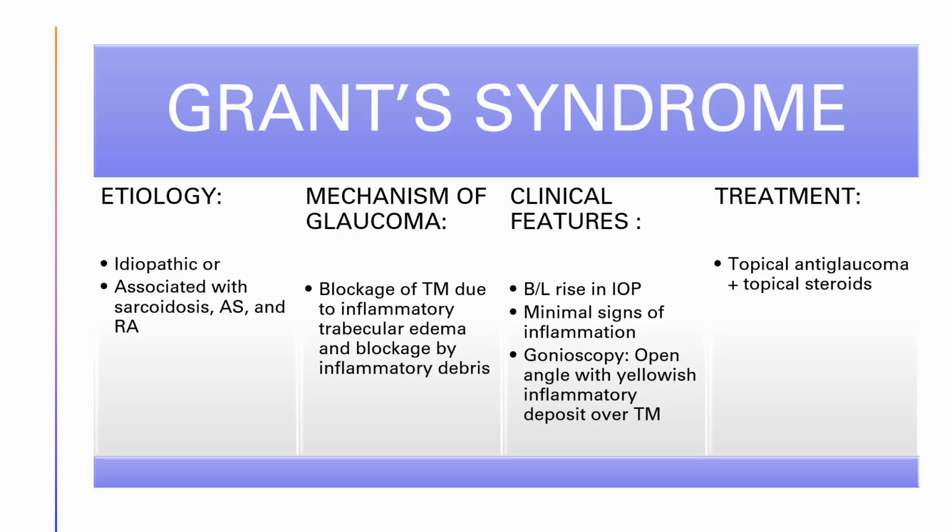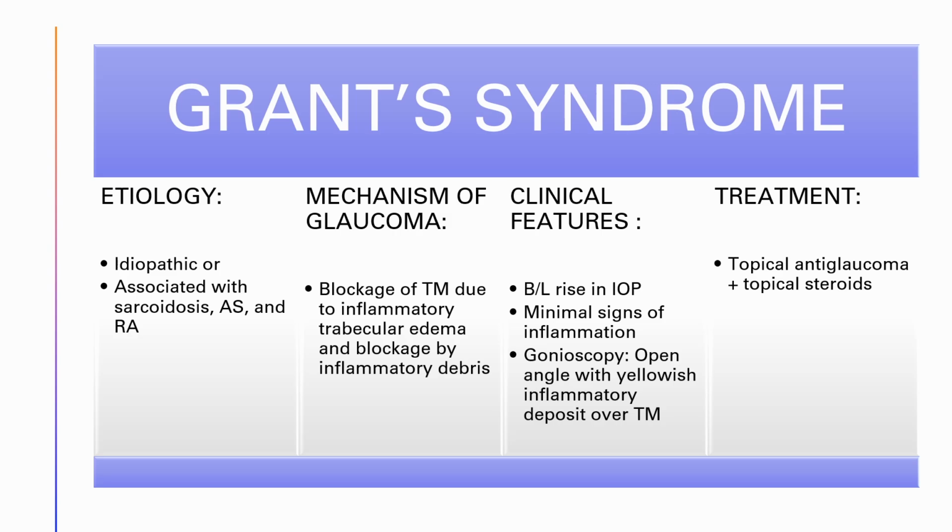Coming to Posner-Schlossman syndrome, it is also a secondary open angle type of glaucoma, and the etiology is idiopathic or it may be associated with sarcoidosis, ankylosing spondylitis, and rheumatoid arthritis. Mechanism of glaucoma development is blockage of trabecular meshwork due to the inflammatory trabecular edema and blockage by inflammatory debris.